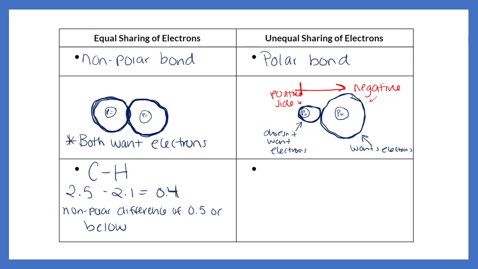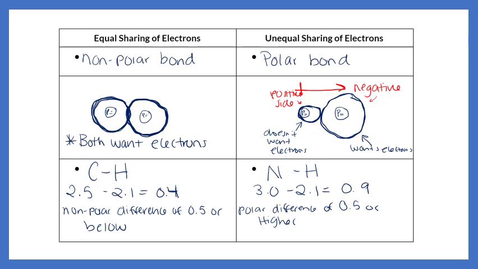For my polar friends, let's say I have nitrogen bonded to hydrogen. Nitrogen's electronegativity value is 3.0 and hydrogen is 2.1. That has a difference of 0.9, which means it's polar. And to be polar, you have to have a difference of 0.5 or higher. Okay, and it's electronegativity values for both.